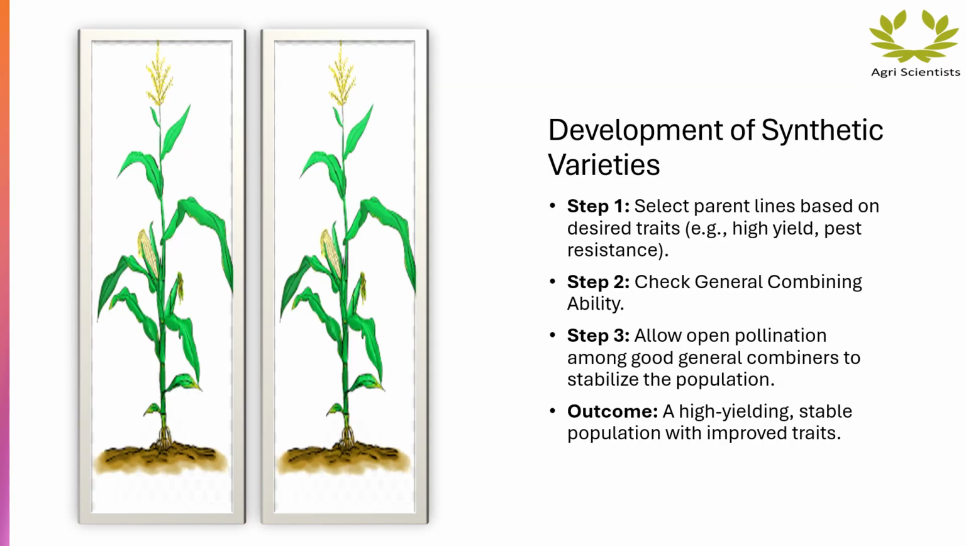Development of synthetic varieties. Step 1. Select parent lines based on desired traits, e.g., high yield, pest resistance. Step 2. Check general combining ability. Step 3. Allow open pollination among good general combiners to stabilize the population.